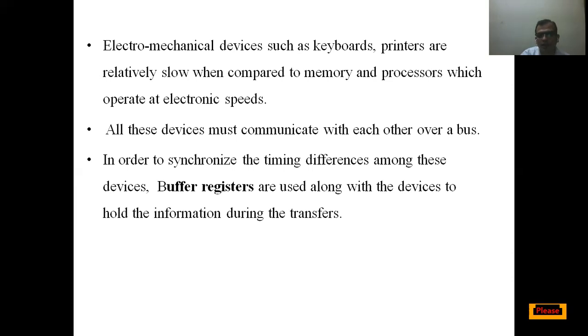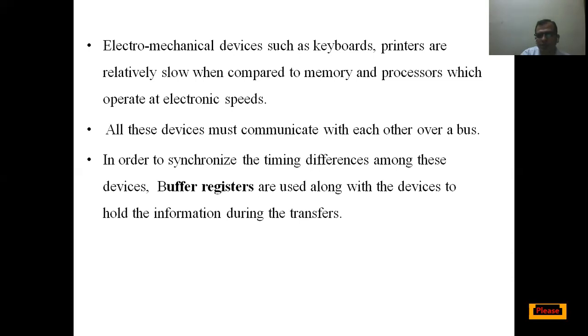Next, let us take an example of how the communication occurs between different components. Electromechanical devices such as keyboards and printers are relatively slow compared to the memory and the processor, because the memory is almost beside the processor, and the data will be fetched from the memory by the processor directly. Whereas when we enter data by the keyboard, the data will be moved to the memory, then it will be fetched by the processor. So obviously the speed will be slower from the keyboard.